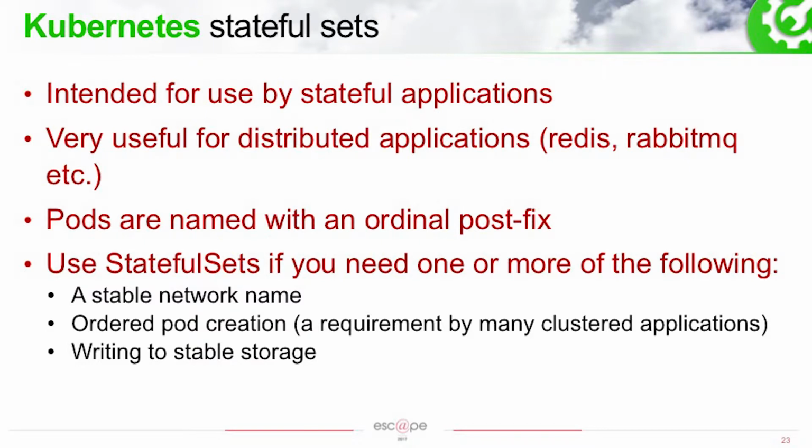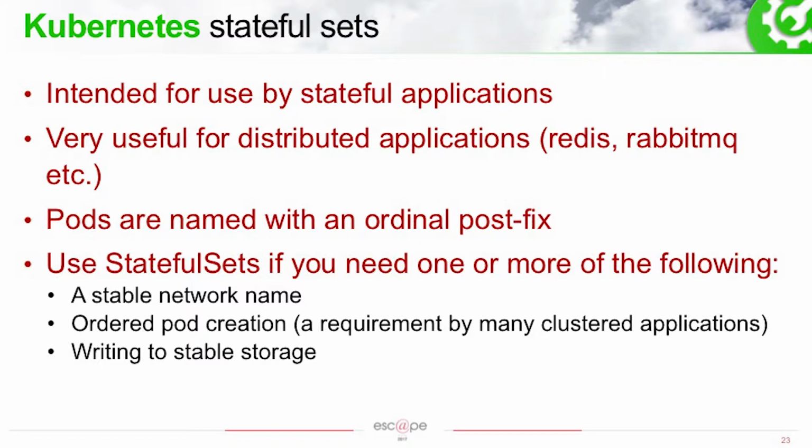The last Kubernetes concept or resource that we'll be discussing is Kubernetes stateful sets. This is intended for use by stateful applications, something perhaps like a database or a message broker. It's very useful for distributed applications, something like RabbitMQ or Redis, where I want to cluster these applications for high availability or perhaps some scalability. And importantly, the pods that get started from stateful sets are named, instead of the name of the application and some random blob at the end, with an ordinal index.